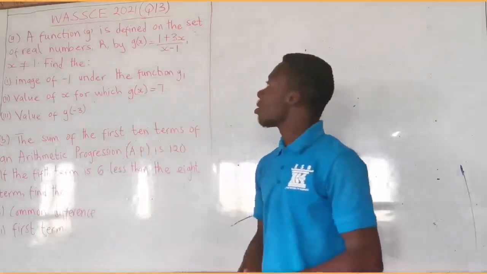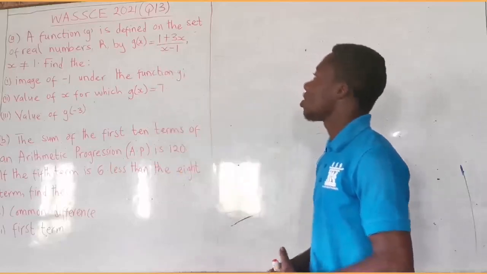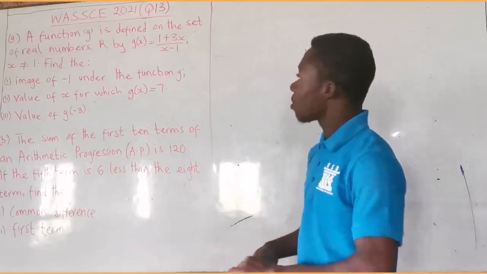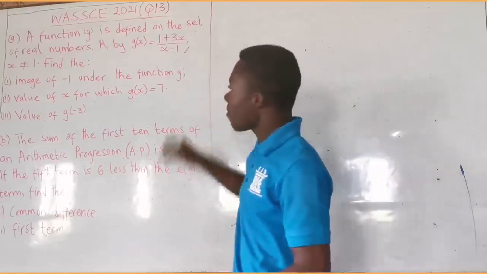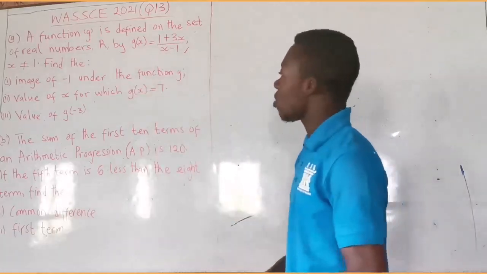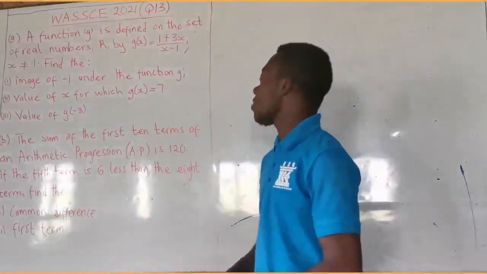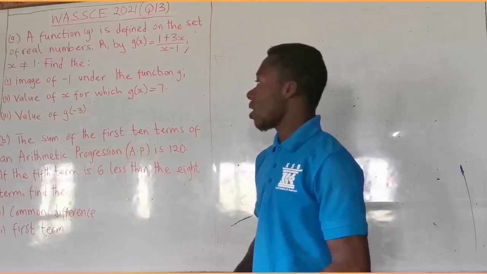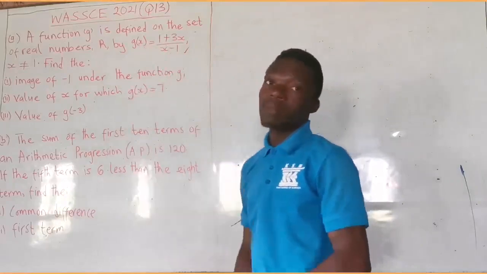question 13. A function g is defined on the set of real numbers R by g of x equals 1 plus 3x all over x minus 1, where x is not equal to 1. We are asked to find (i) the image of negative 1 under the function g, then (ii) the value of x for which g of x is equal to 7, then (iii) the value of g of negative 3. And the b part is also there. As you solve the a part, we'll come back to the b part next.